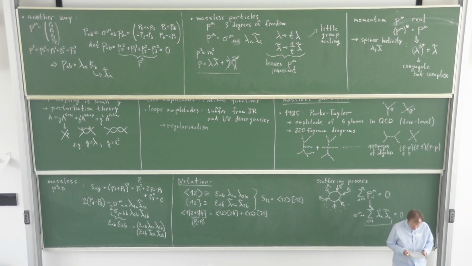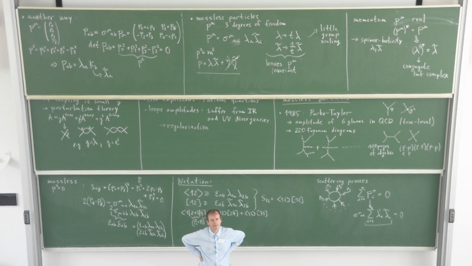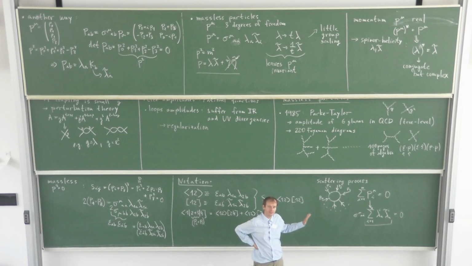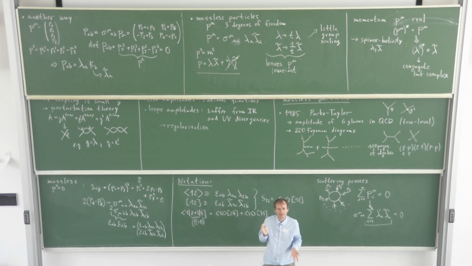Well, it's a complicated question. First, it is not on shell, because here we strictly work with on-shell particles. Whenever I write p square is m square, or p square is zero, it means external particles are on shell. The loop momentum is not on shell; this is an off-shell momentum L.